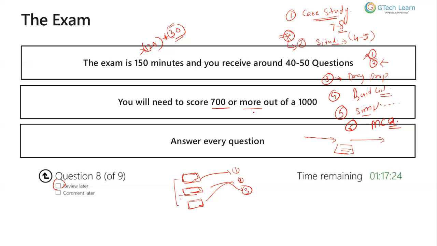However, if you have doubt in any question, as I told you, you can mark those questions as review later. Once you are done with all your questions and you want to review those questions and make changes to your answers, you can go ahead and make the changes, and then you will be able to submit your examination. On the top right side of your screen, you will be able to see the time remaining in your examination, and you need to complete the exam within that specific time period.